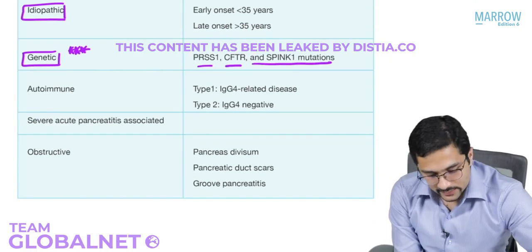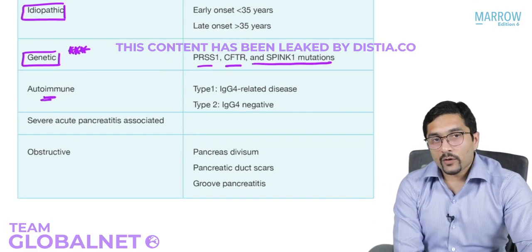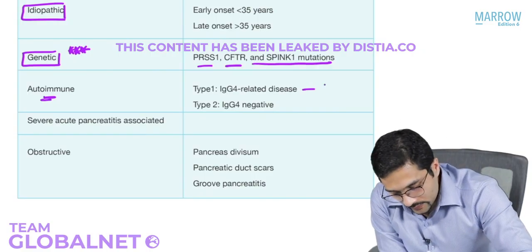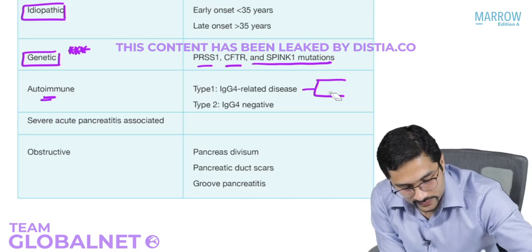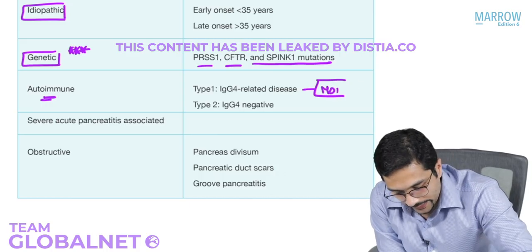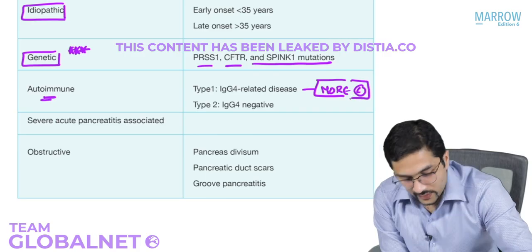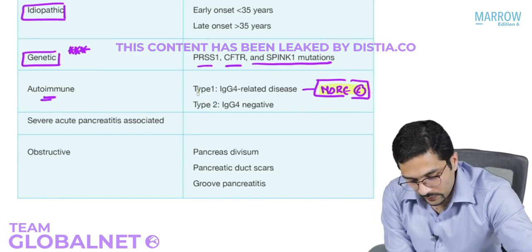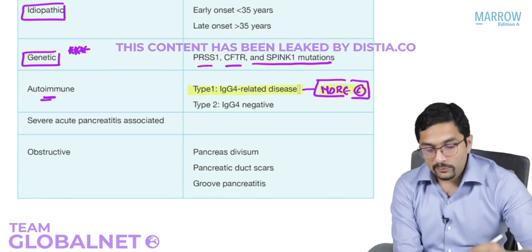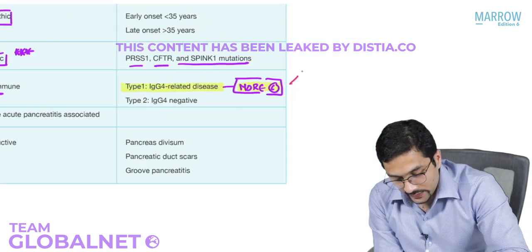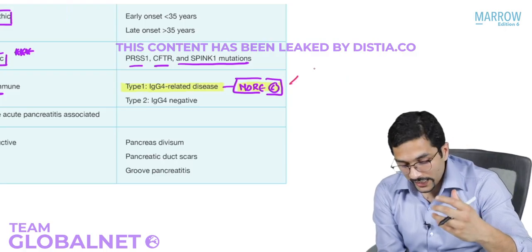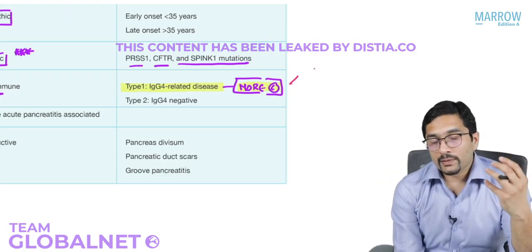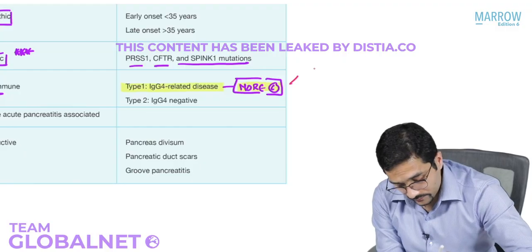Autoimmune pancreatitis is of two types, type 1 and type 2. Type 1 is more common than type 2, and this is IgG4 related. Remember, at various places we spoke about IgG4 wherever there was fibrosis happening. So there is retroperitoneal fibrosis, Peyronie's disease, Dupuytren's contracture. All those places it was IgG4.